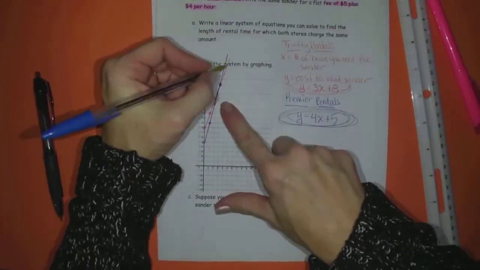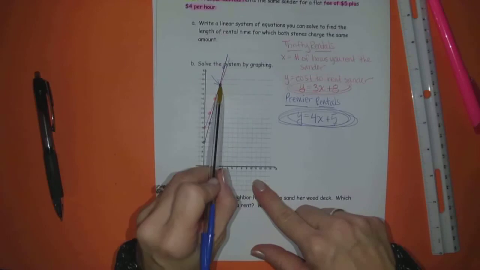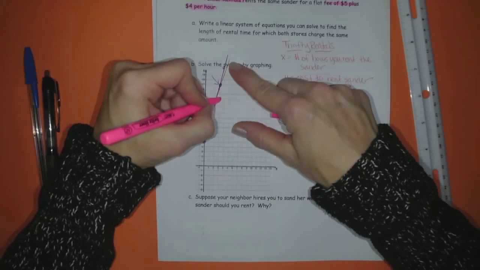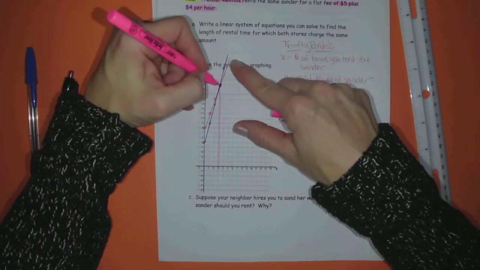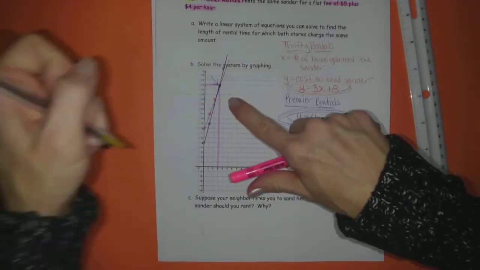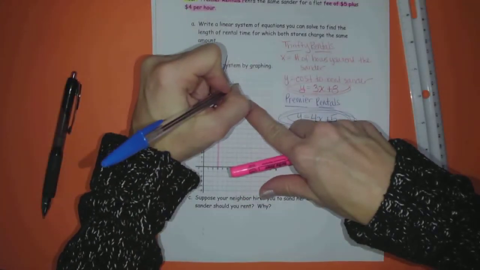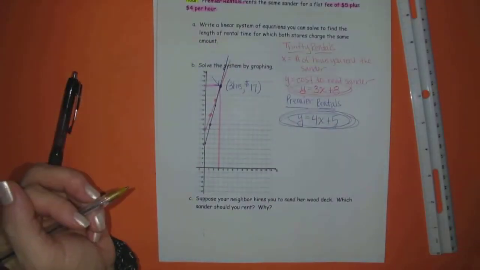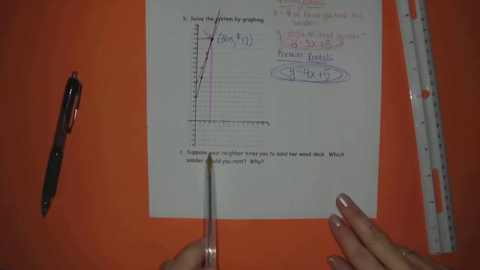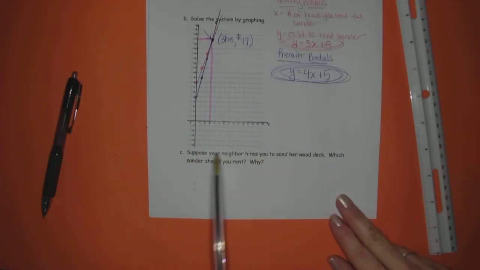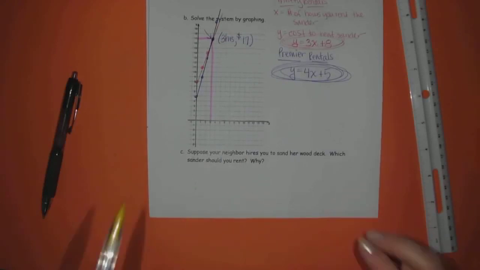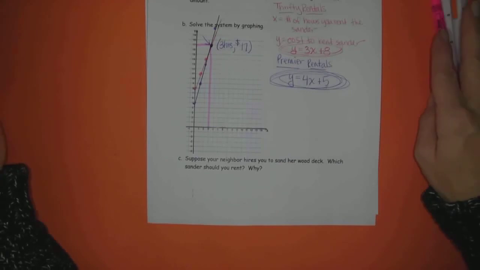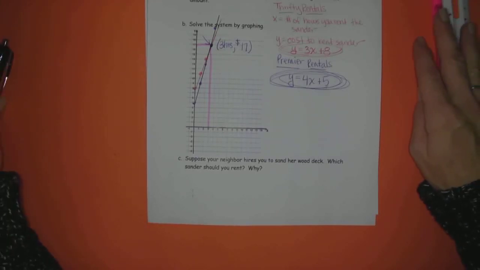And you can see that the two lines intersect right here at the point (3, 17). So at 3 hours, no matter which store you go to, it's going to cost you $17. Okay, final question. Suppose your neighbor hires you to sand her wood deck. Which sander should you rent and why? I want you to pause the video and think about that, and then come back to the video when you're ready.